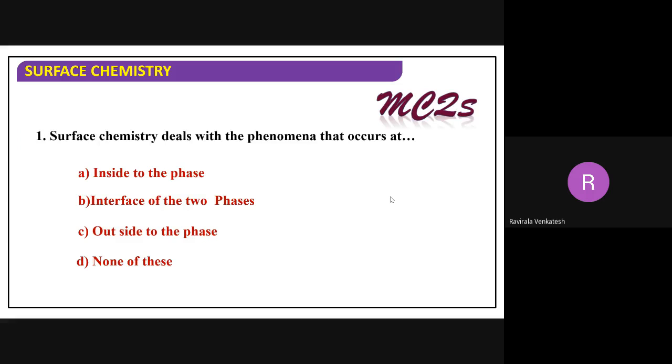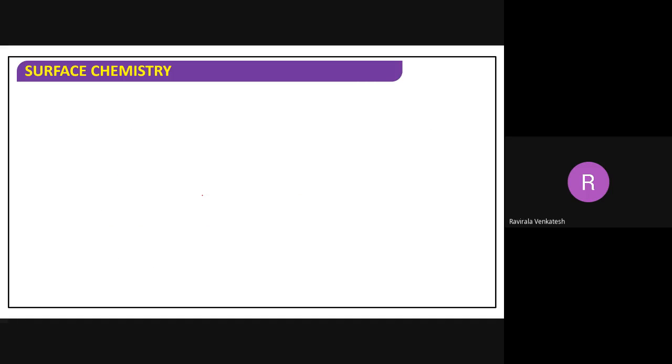Now, surface chemistry deals with the phenomena that occur at the interface of the two phases. What are these two phases? Let me see now here. Adsorbate and adsorbent. Let me take only this interface of the two phases. Adsorption phenomena, let me see what happened.